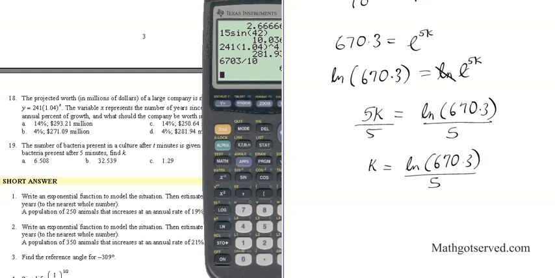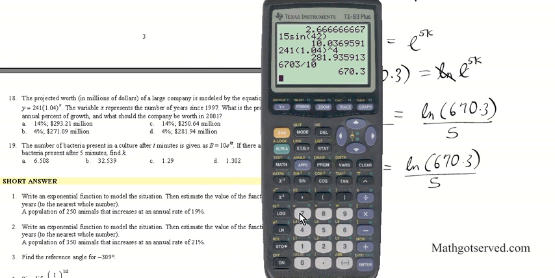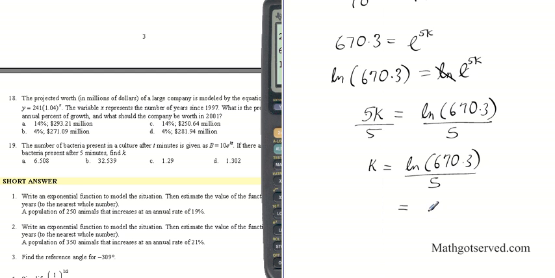And we just plug that into a calculator to see what we get. So the natural logarithm of 670.3 divided by 5, and the answer is 1.302. Actually, that's k. That's a growth constant k. So k is 1.302.